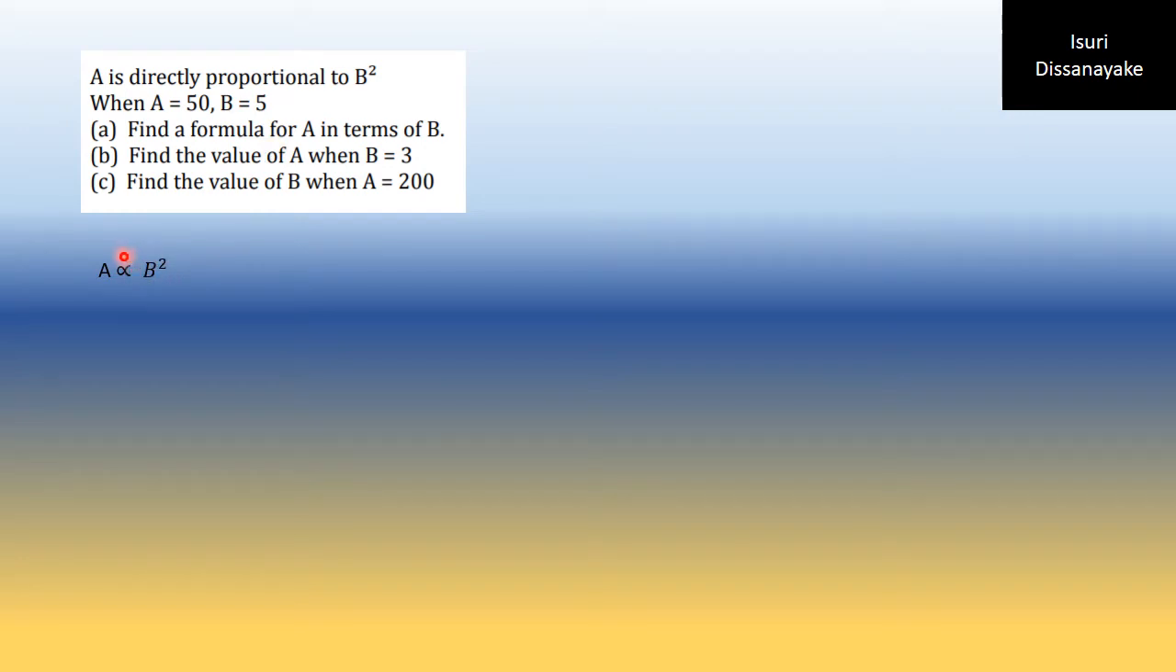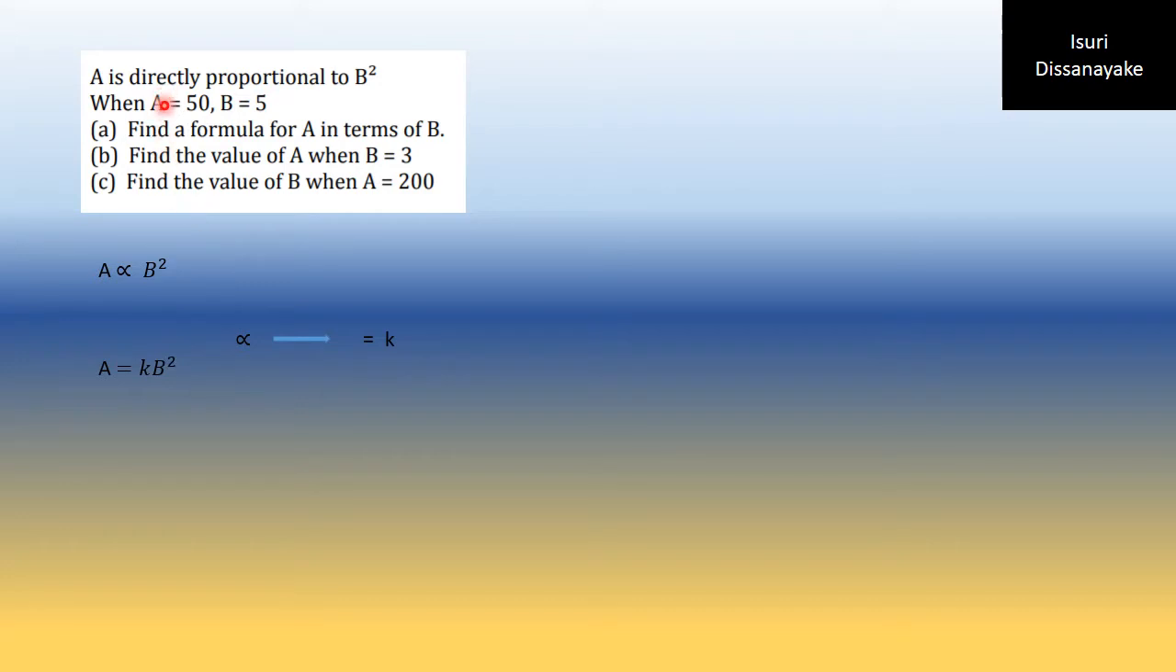Next, to remove this directly proportional sign, you are going to use an equal sign and a K. So instead of the directly proportional sign, you write equals K. You write A as it is. Now we replace the directly proportional sign with equals K B squared.